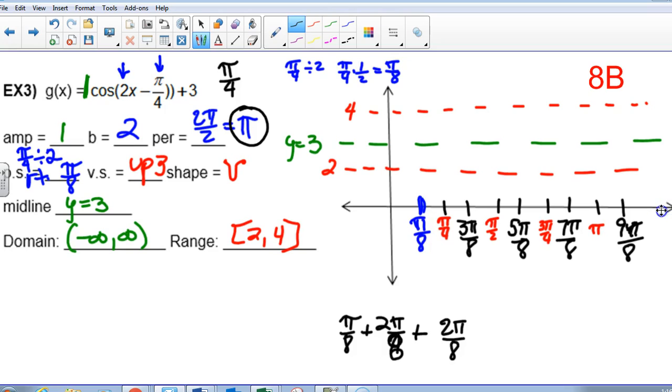All right. How do I put my dots in? Pi over 8 is the max, right? 3 pi over 8 is the midline. 5 pi over 8 is the minimum. 7 pi over 8 back to the midline. 9 pi over 8 maximum. Ooh, that might be my best attempt to match the dots all day.